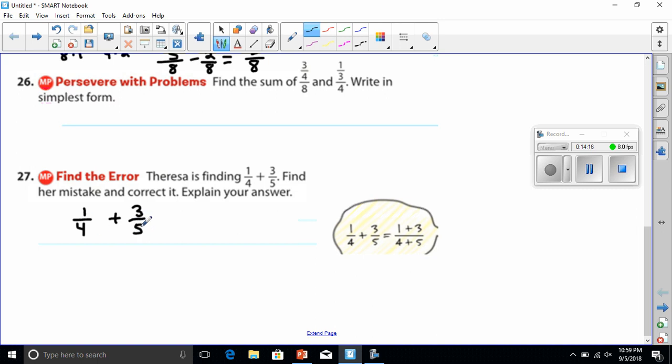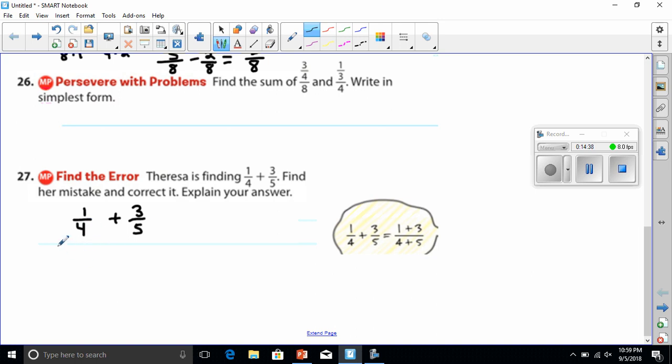Well, 5 is the bigger number. 5 times 1 is 5. We can't put 4 into 5. 5 times 2 is 10. I can't put 4 into 10 either. 5 times 3 is 15, and I can't put 4 into 15. But 5 times 4 is 20. As you can see, we're going to have to multiply these numbers by each other to get the common denominator.